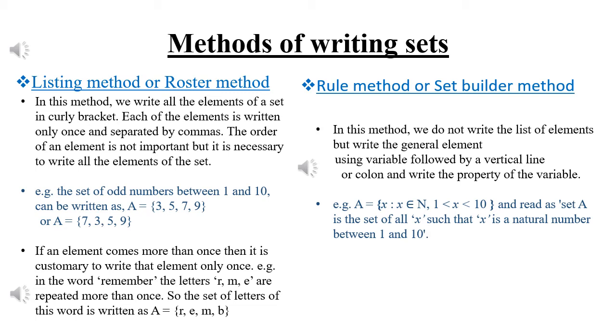So this is the meaning of the given set, and therefore we read it as set A is a set of all x such that x is a natural number between 1 and 10. If I have to write my answer to this in the list form, I will write A is equal to {2, 3, 4, 5, 6, 7, 8, 9} and bracket close. Each element should be separated by a comma in between. So two methods are clear, the listing method and the set builder method.